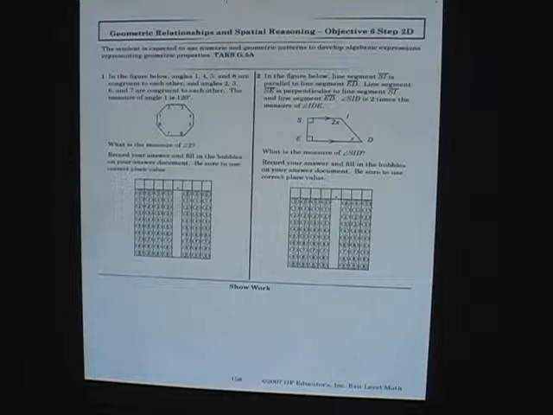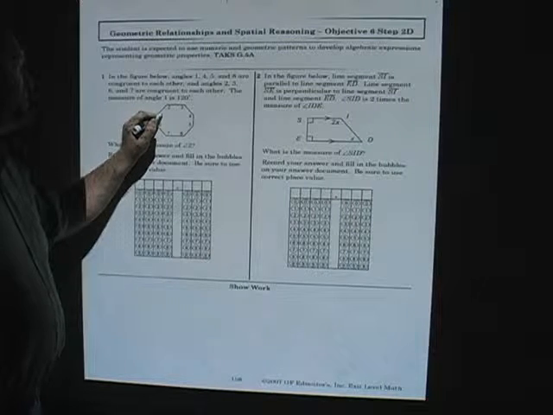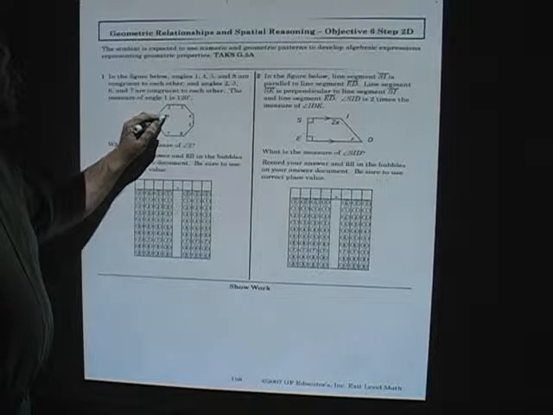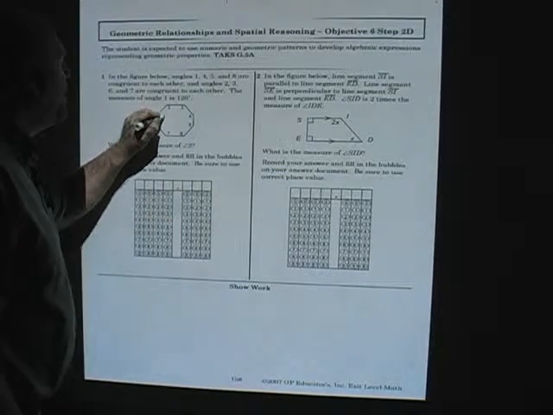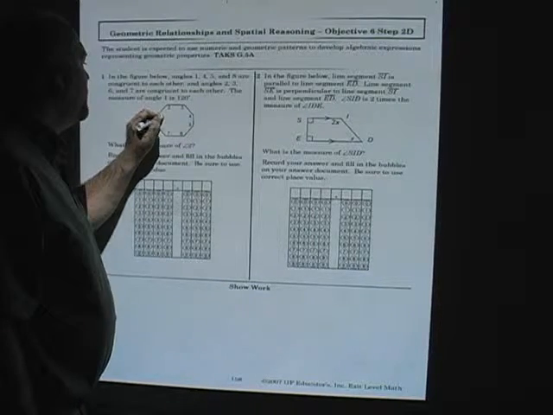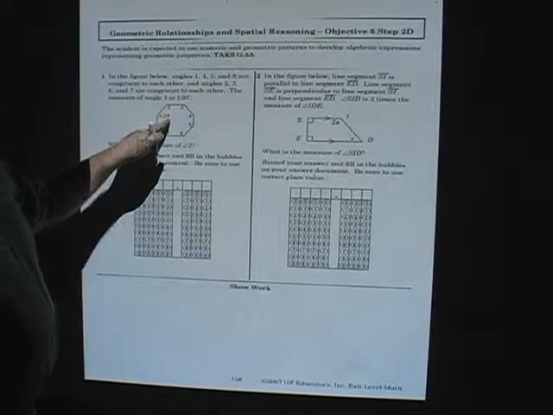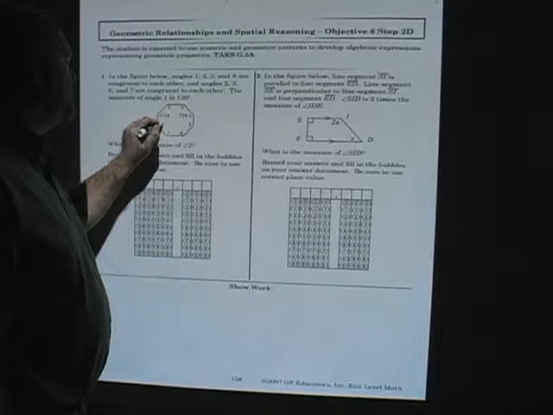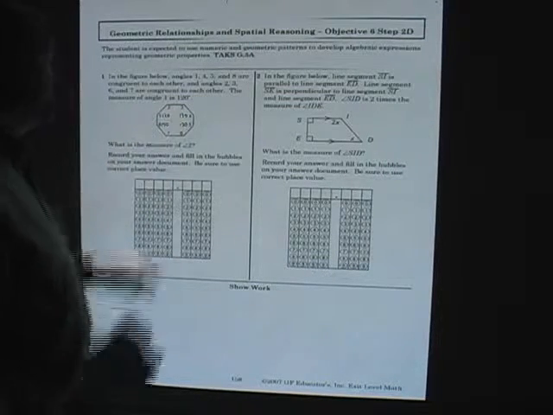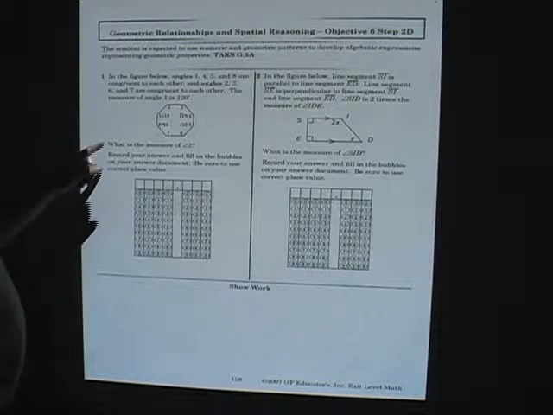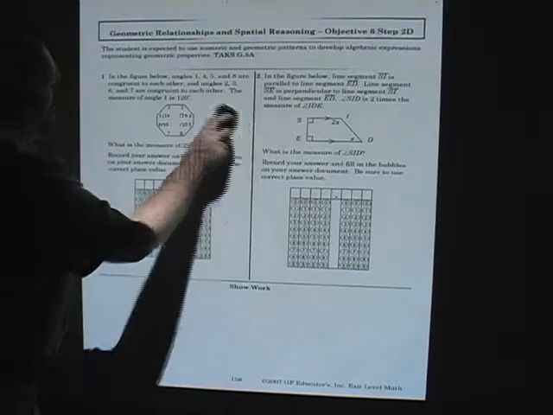And the measure of angle 1 is 120. Okay, so here's angle 1. It's going to be 120. If it's 120, then we know 4, 5, and 8 are also 120. What they want to know is, what is the measure of angle 2? I'm going to go ahead and erase this.